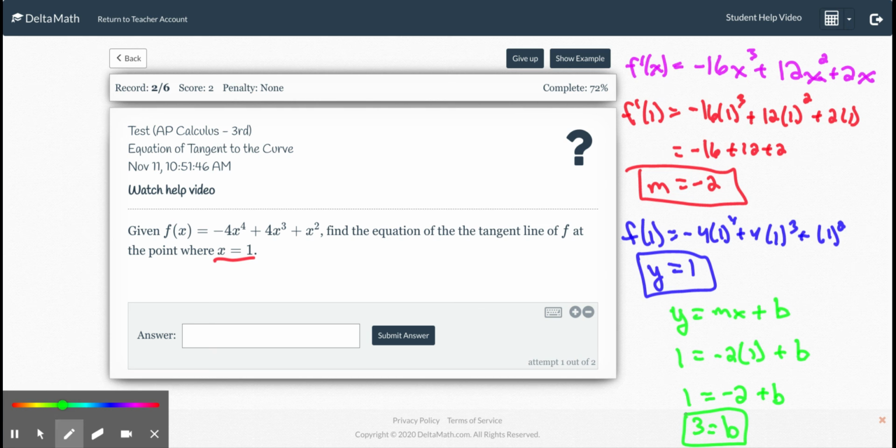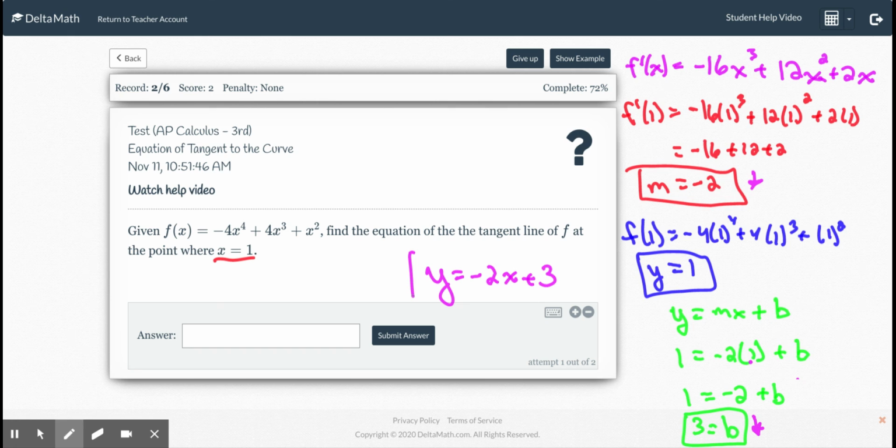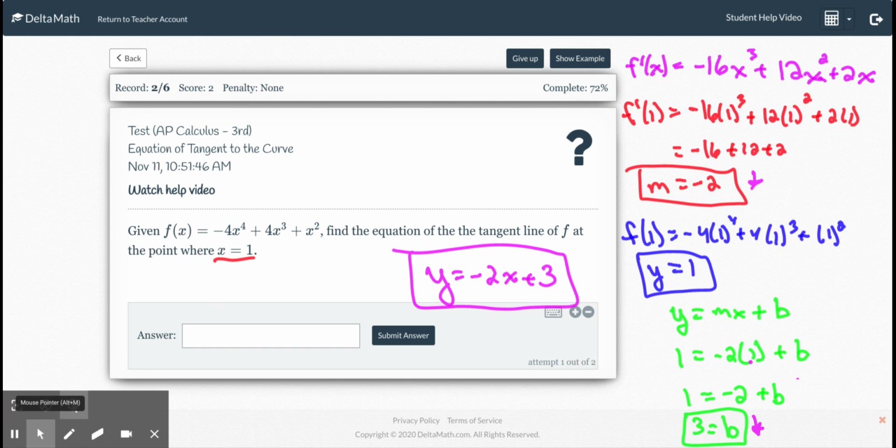Now we've got all the information we need to write our equation. We've got our b, we've got our m. So y equals negative 2x plus 3. The equation of our tangent line. And you can do that. You can do a very important part of calculus.